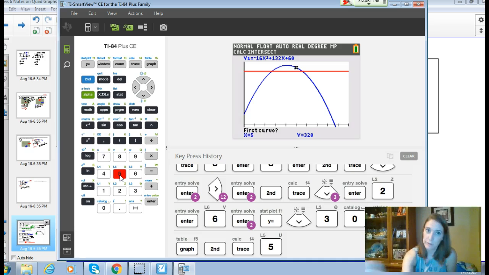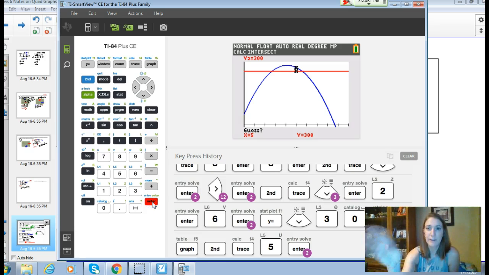The first one says, is this your first curve? And you say yes by hitting enter. And then is this your second curve? Yes, hit enter. And then when it says guess, it's going to default to whichever one it's closest to. So it's going to find the one that's on the right. I keep pointing at my screen like you guys can see that. All right, so 5.5 seconds is the second time it hits that height.